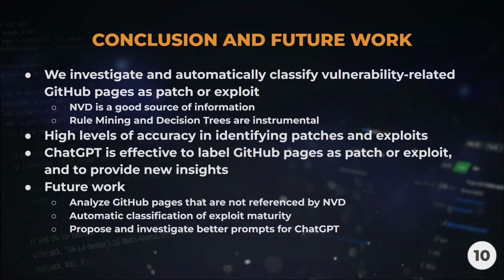And in summary, in this presentation, we investigated and automatically classified vulnerability-related GitHub pages as patch or exploit. And for that purpose, we used NVD, noting that it is a good source of information for that specific task. We also leveraged rule mining and decision trees, showing that they are instrumental for that purpose. And in both cases, we achieved a high level of accuracy in identifying patches and exploits. We also showed that ChatGPT is effective to label GitHub pages as a patch or exploit. And also, it is useful to provide additional insights.